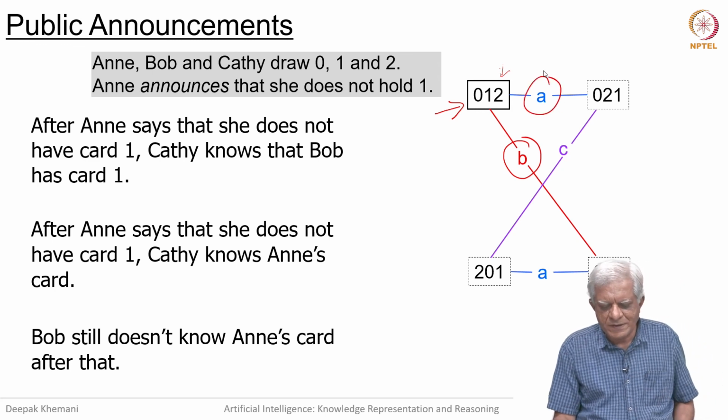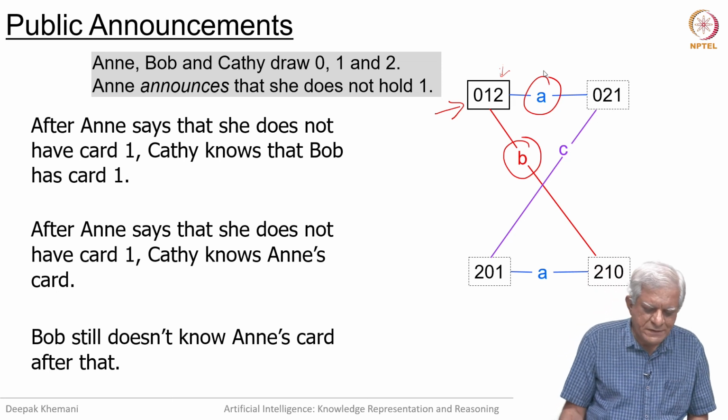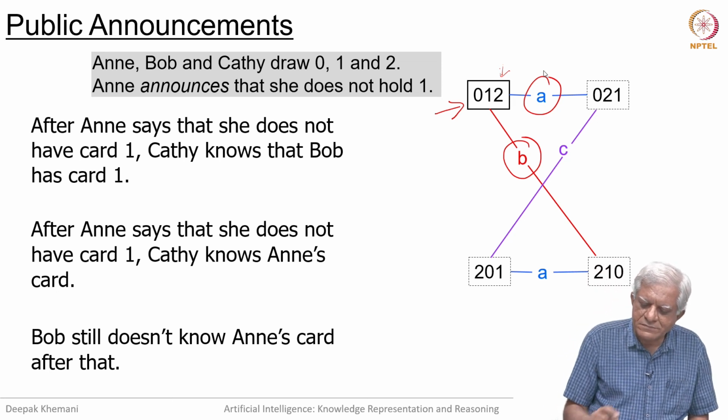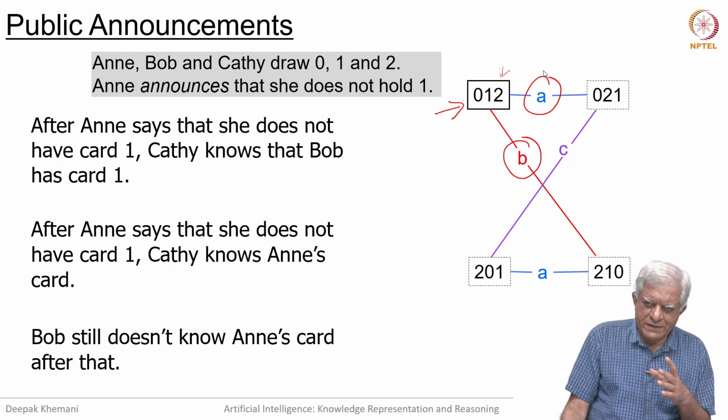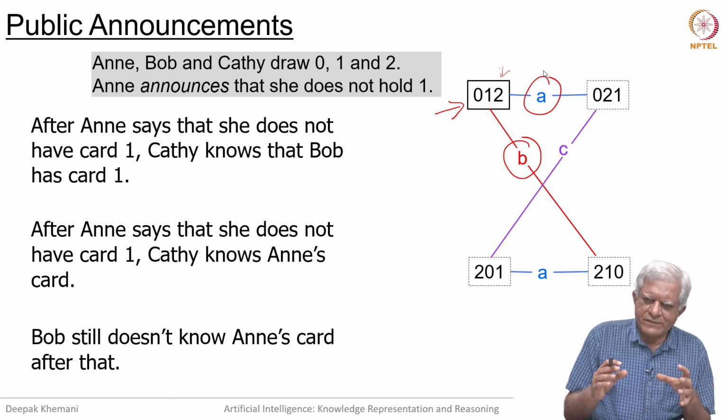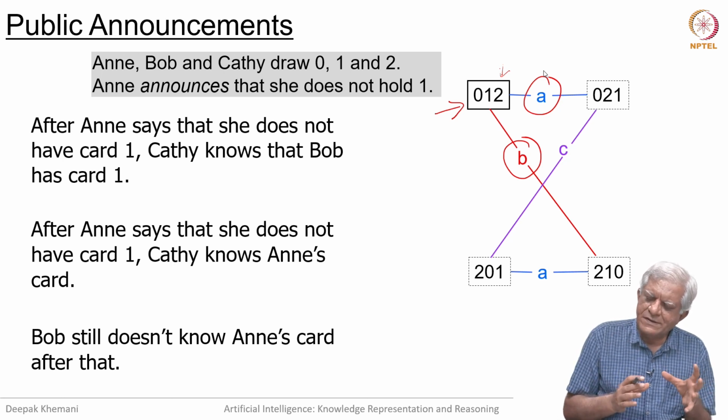It is only Kathy who has benefited from that announcement, and that is because Kathy did not know anything about 1. So, now she knows that Annie is not holding the card 1. So, she knows everything else. So, this is the kind of reasoning that we are planning to do, in the sense that we are looking at a set of possible worlds and we want to get more information and eliminate some possible worlds.